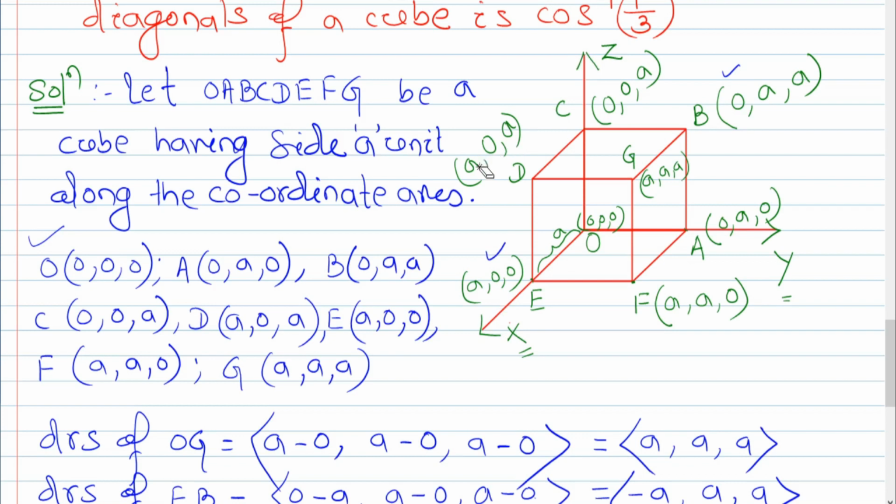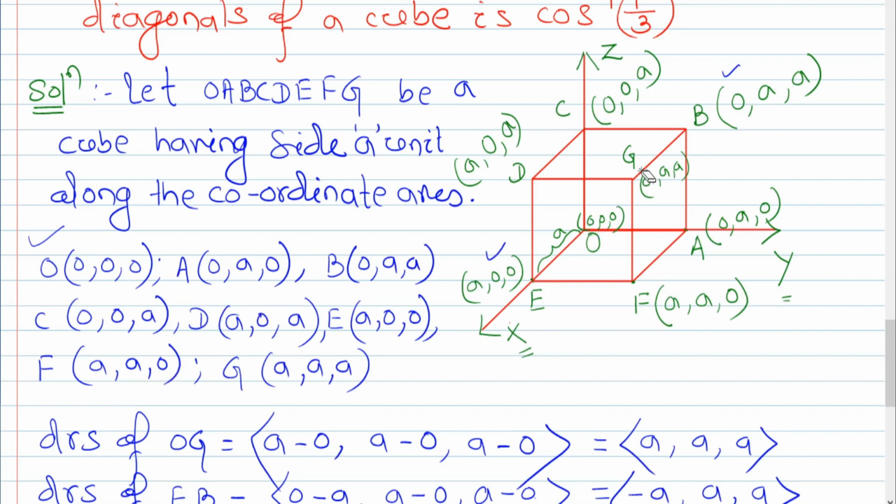That's why the coordinate of D is (a, 0, 0) and the coordinate of E is (a, 0, 0) since it lies on the X axis, and F lies on the XY plane. That's why the coordinate of F is (a, a, 0), the Z coordinate is 0. So you should mention here.